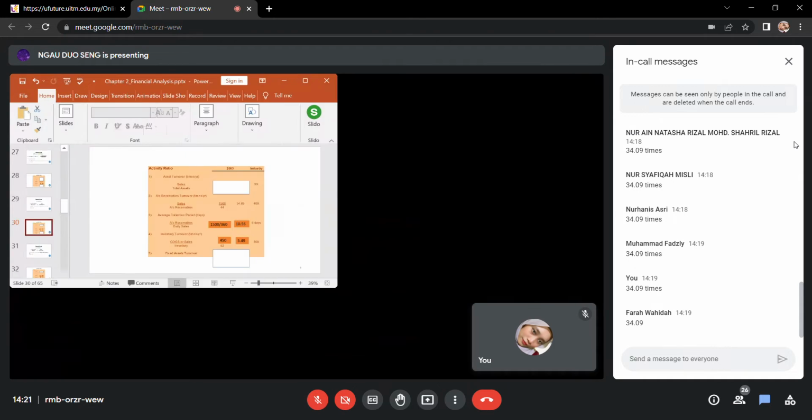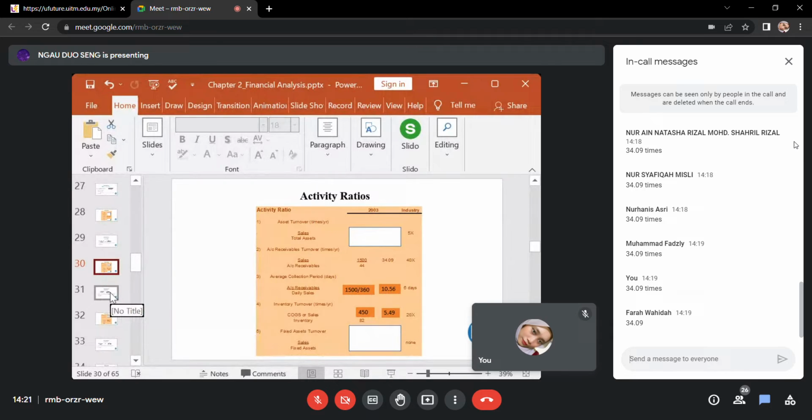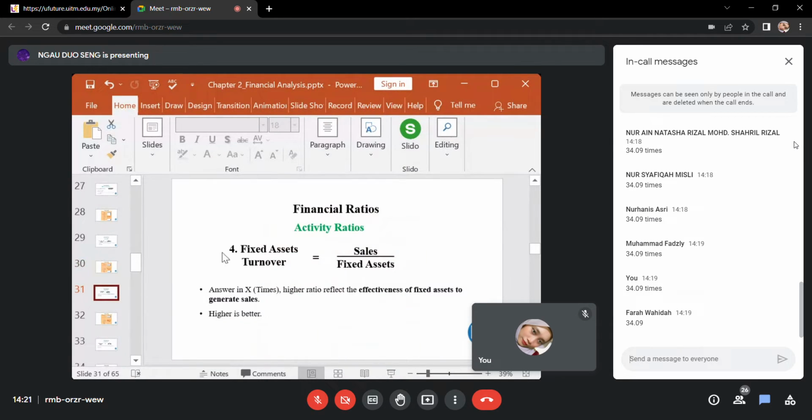If you have questions, please ask. Next, we go to fixed asset turnover, which equals sales divided by fixed asset. Sales is in the income statement. Fixed asset is in the balance sheet. The answer is in times. A higher ratio reflects the effectiveness of fixed asset to generate sales, so higher is better. If you have a higher ratio, it means you generate more sales. So you calculate.